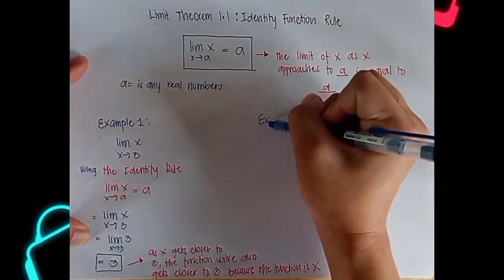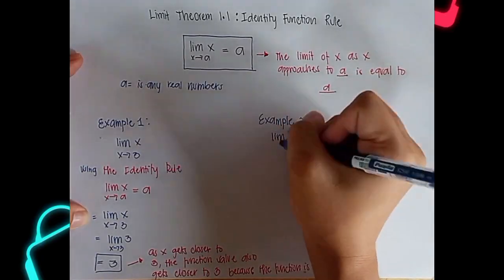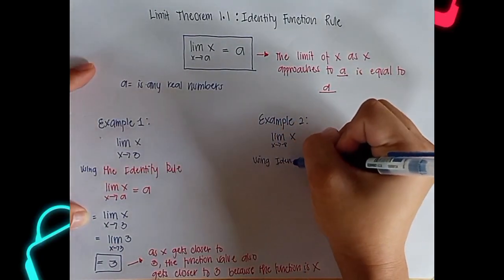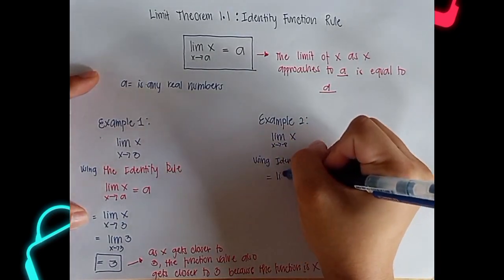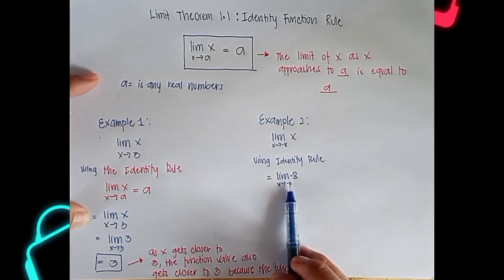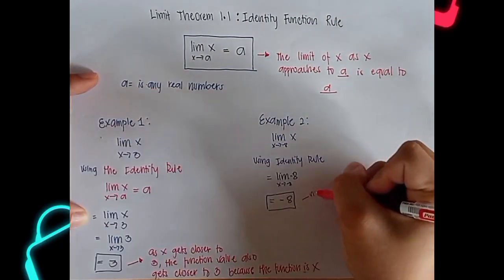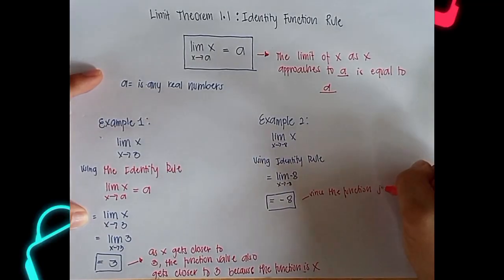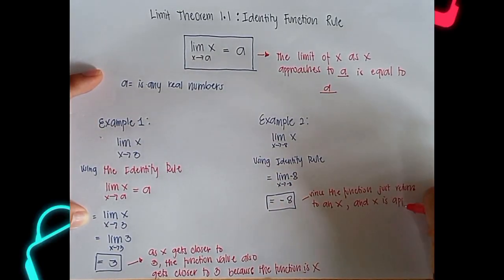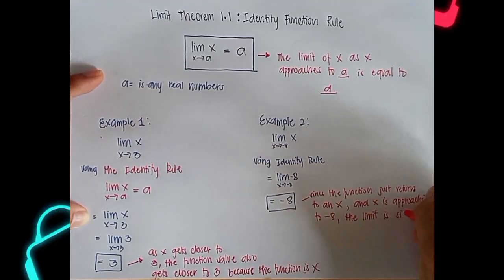Let's have example number 2. Given the limit of x as x approaches negative 8, using the identity rule, the limit of x as x approaches negative 8 is simply negative 8. Since the function just returns x and x is approaching negative 8, therefore the limit is simply negative 8.